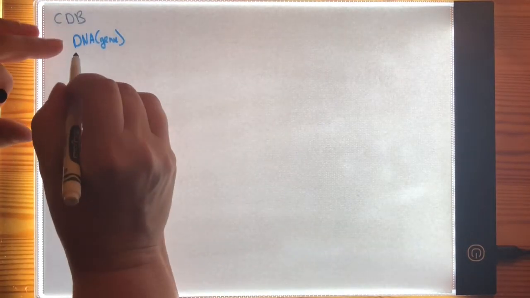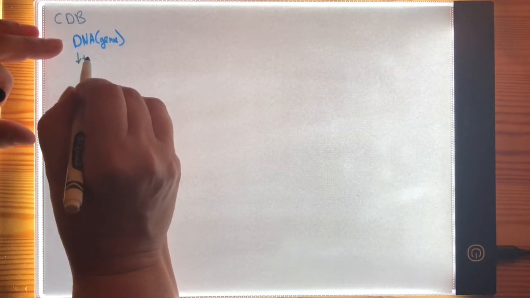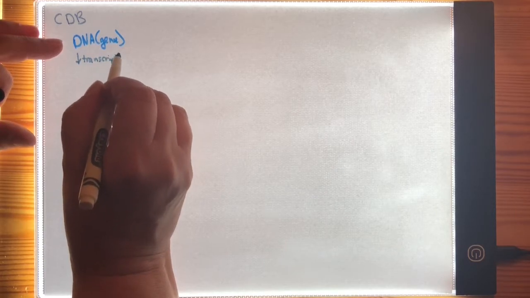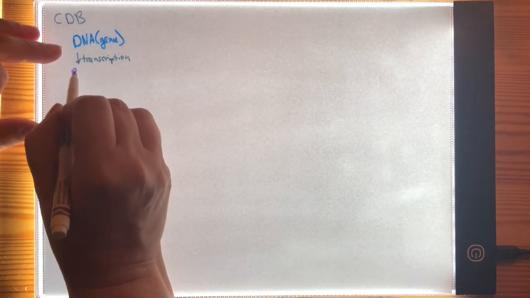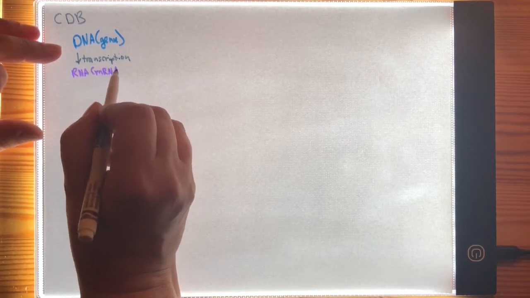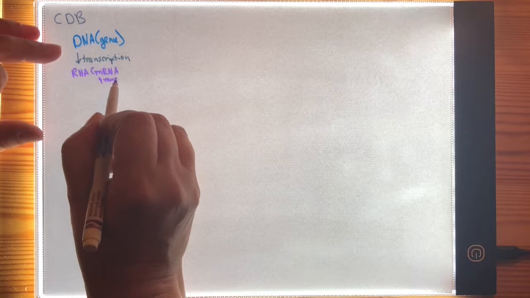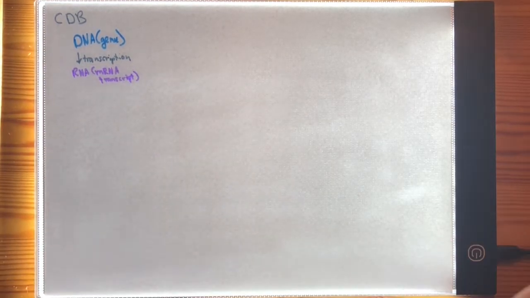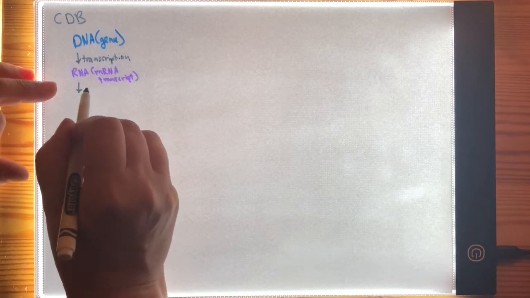form of a gene. DNA is transcribed into an mRNA transcript. You'll notice I'm using blue for DNA, purple for RNA, and then I'm going to use green for the next level, which is amino acids and proteins, and that will hold true throughout this video.